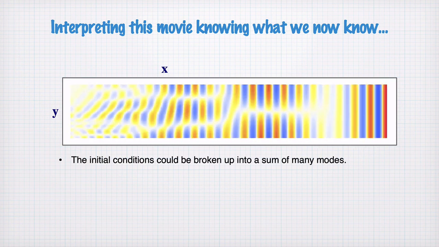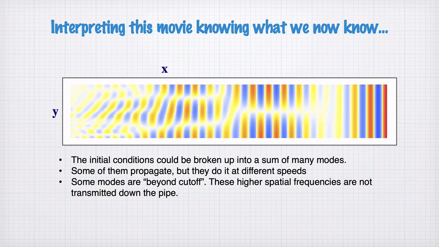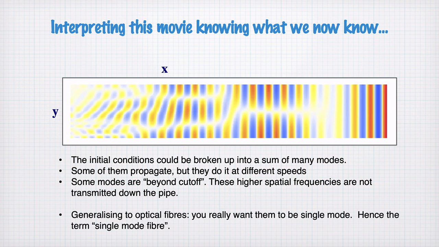So, in summary, the initial conditions are broken up into a sum of many modes. Some of them propagate, but they do so at different speeds. Some modes are beyond the cutoff, and these higher order spatial frequencies are not transmitted down the pipe, they're evanescent waves. And you can generalize all of this to other sorts of waveguides.